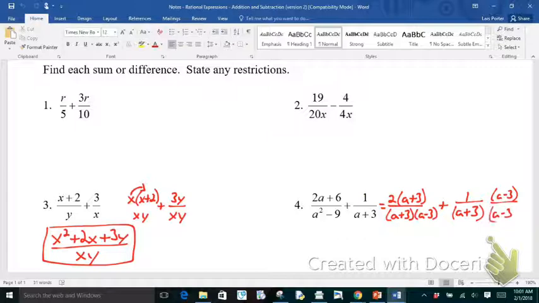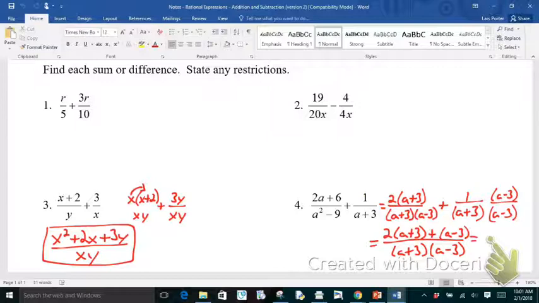Over a minus 3. And let's go ahead and combine some like terms. So we have 2 times a plus 3 plus a minus 3 all over our common denominator of a plus 3 times a minus 3. And what I want you all to recognize is that, because of this positive sign right there, we cannot cancel our a plus 3's or our a minus 3's.